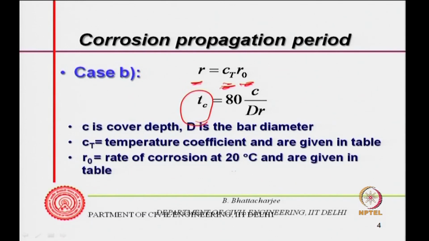R 0 is the rate of corrosion at 20 degree centigrade, and again it is given in a table. So for the kind of condition where the experiments were done, where this empirical model is applicable, you can use this formula and first find out the R 0, which is given in the table. Then if there is a temperature change, you can determine the rate from this, and T C is the time for delamination given by this model.